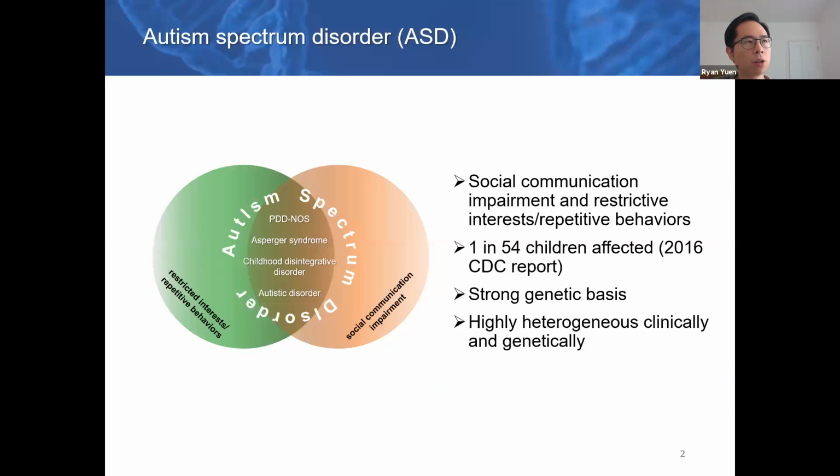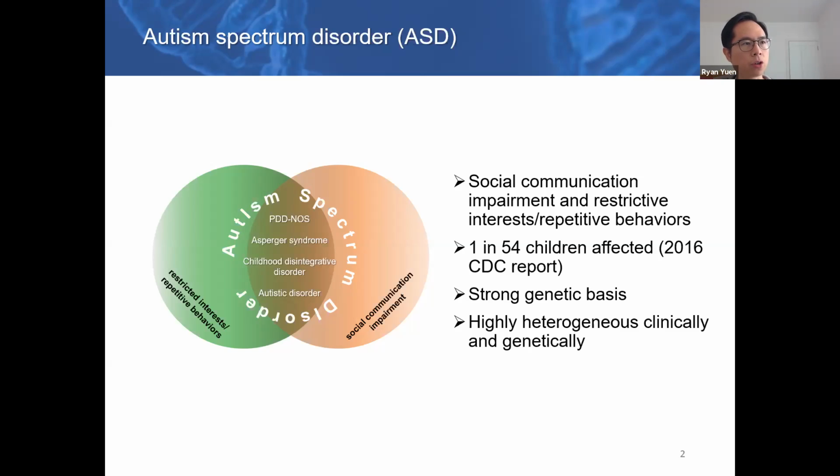So just a little bit of background about what autism is. We call it autism spectrum disorder because it is a spectrum rather than a definite defined disorder. It is defined by having social communication impairment and restrictive or repetitive behaviors. And right now at 2016, actually, this is the latest report from the Center for Disease Control and Prevention. It's reported just in the US, 1 in 54 children would be affected with autism spectrum disorder.